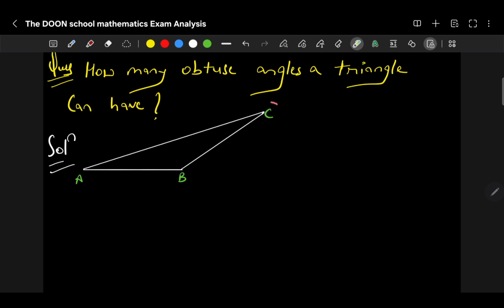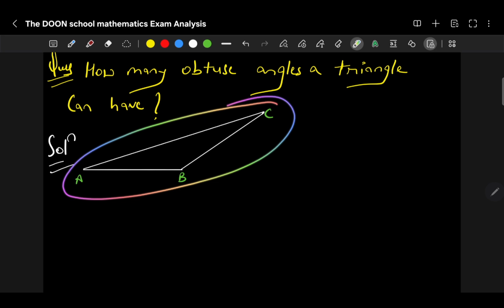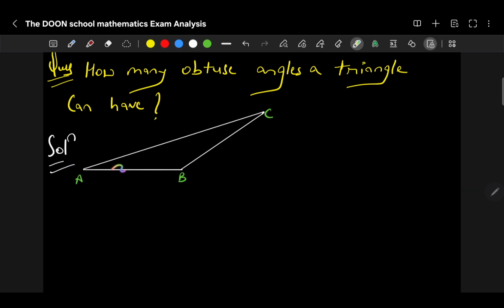The next question they asked was how many obtuse angles a triangle can have. If you haven't seen an obtuse angle triangle, it just looks like this. In an obtuse angle triangle, two angles are acute and one is obtuse. Now let's come back to the question. They have asked how many obtuse angles can be formed in a triangle.